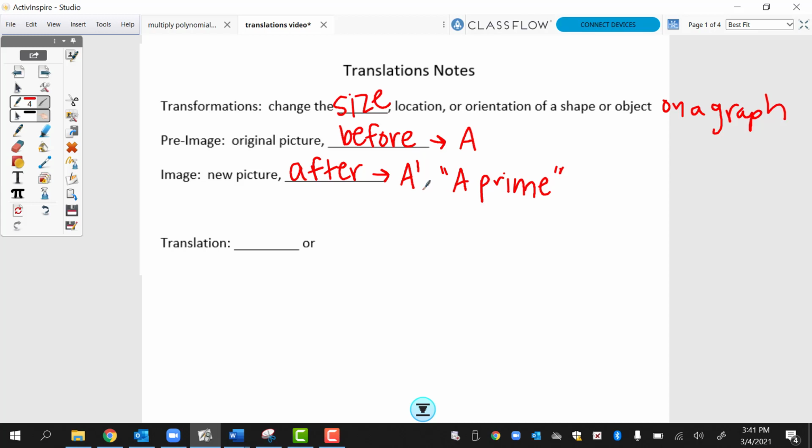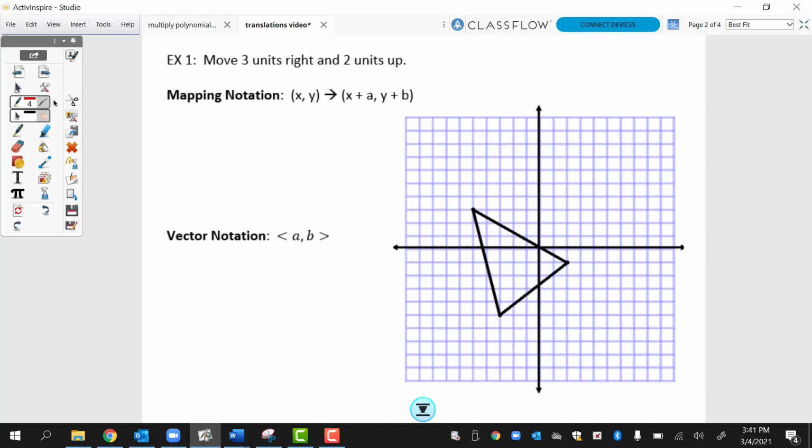So there are 4 different types of transformations. Today we're going to talk about one of them, which is translation. So a translation is when you move or slide a shape. We're not doing anything crazy to it. We're just changing where it is in the graph, okay? So you probably learned this in middle school, which means it's easy.